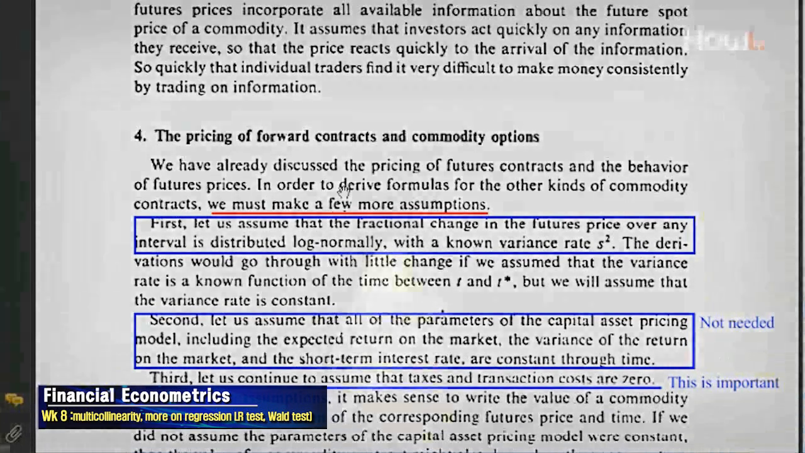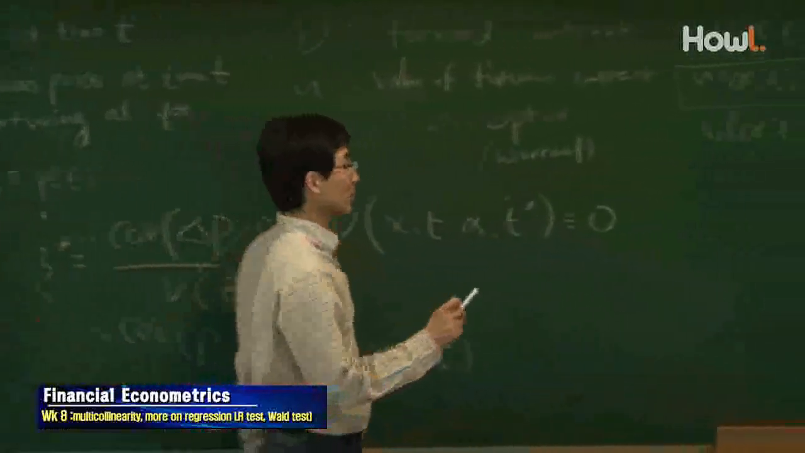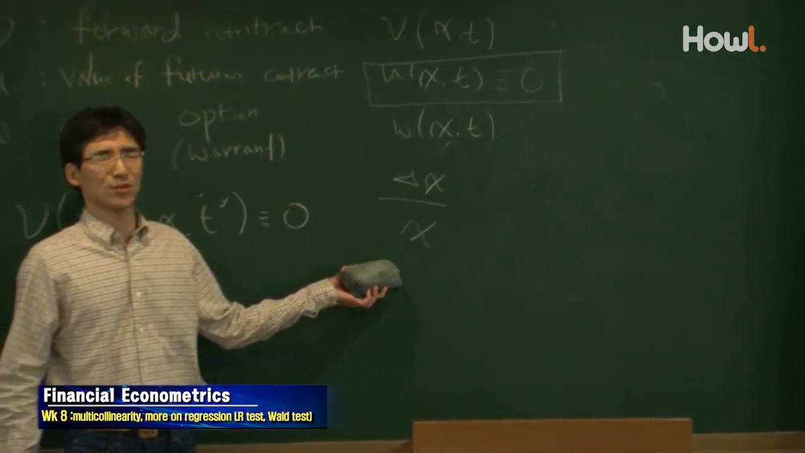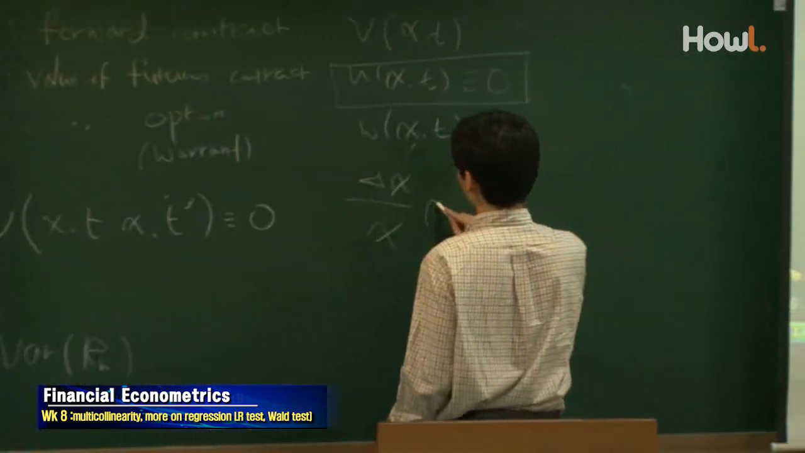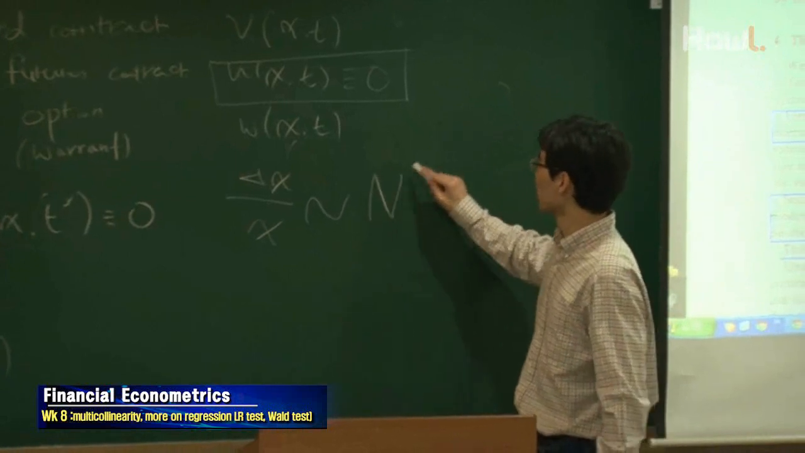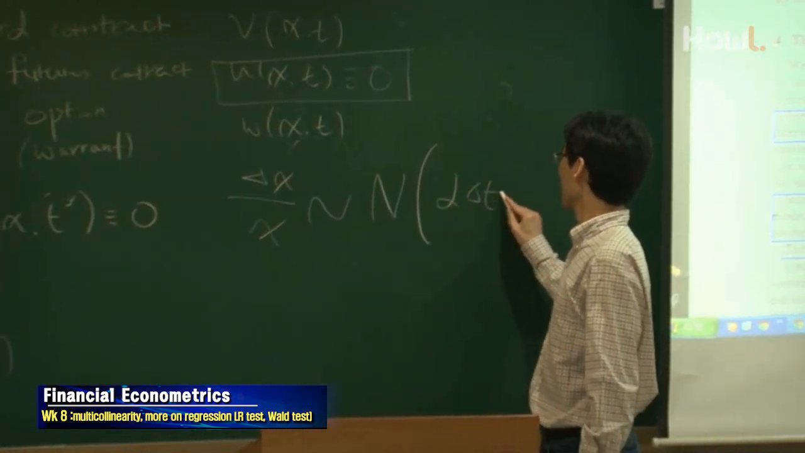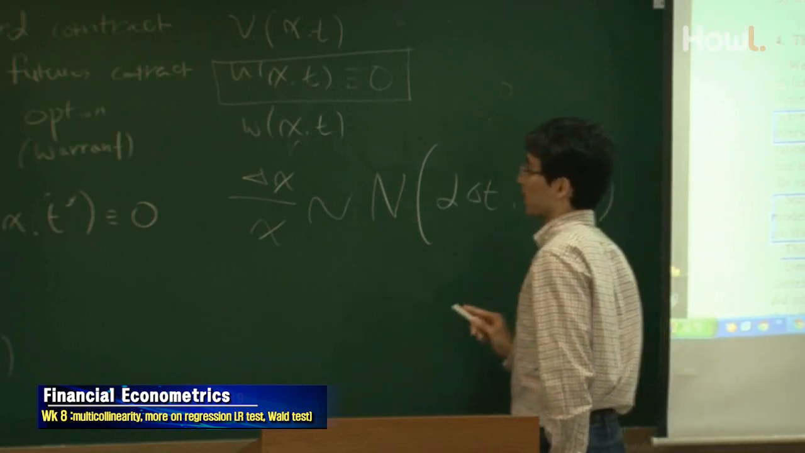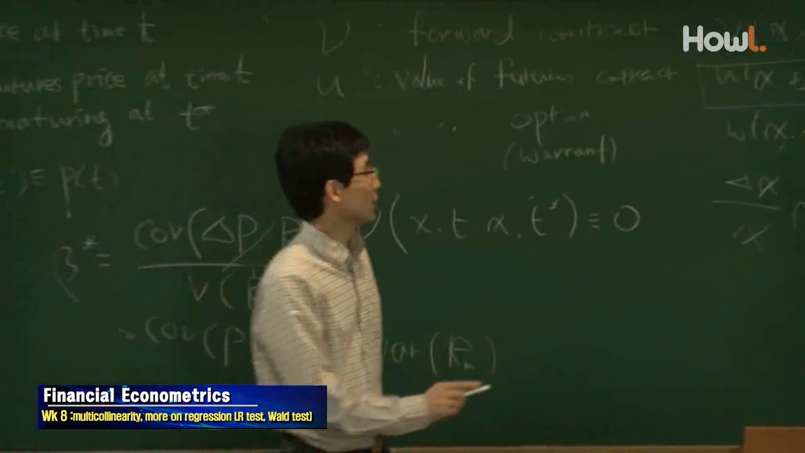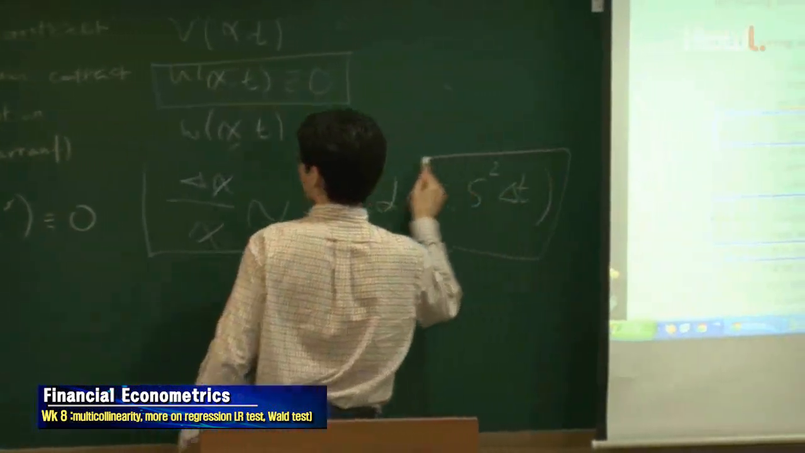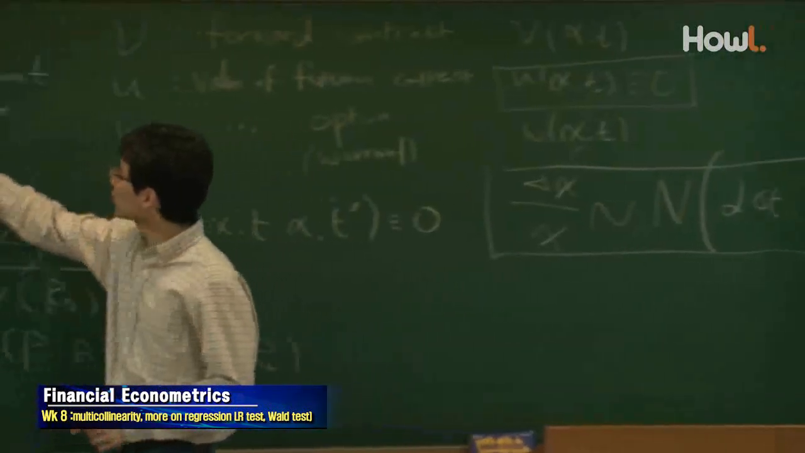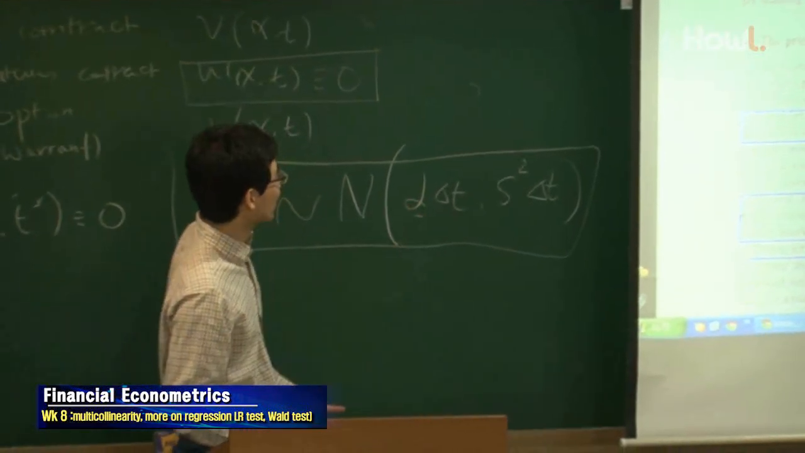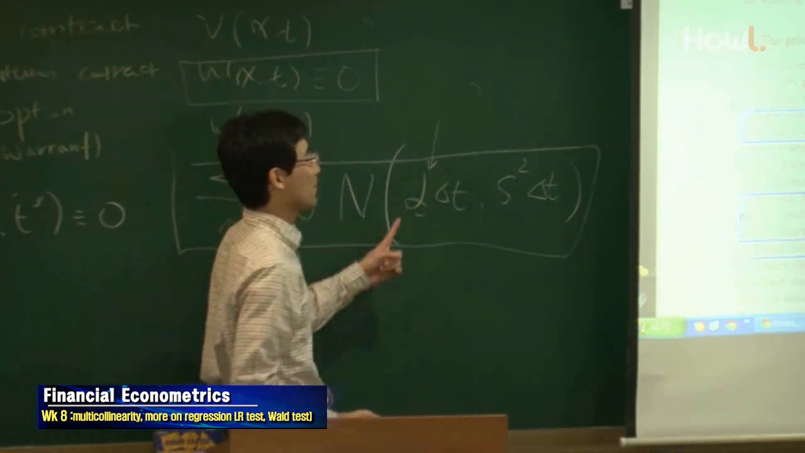So this first assumption means that the change of x, which is basically the return of the futures price, is distributed lognormally, with mean alpha dt and variance sigma squared, which is s squared dt. So this is the return of x, where x is the futures price. The expected return is something unknown, alpha. Let's say it's given. But actually we don't need an assumption about this one. It can be anything.